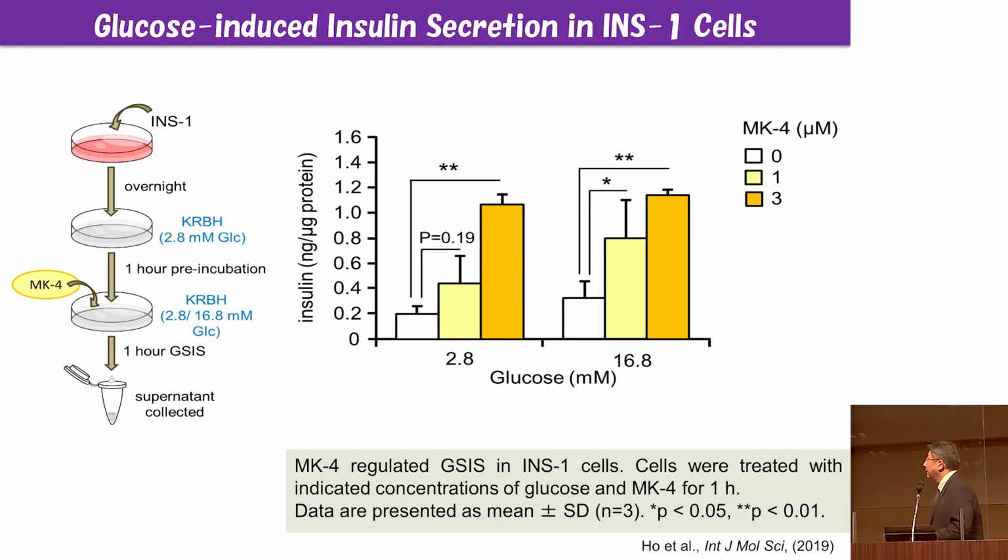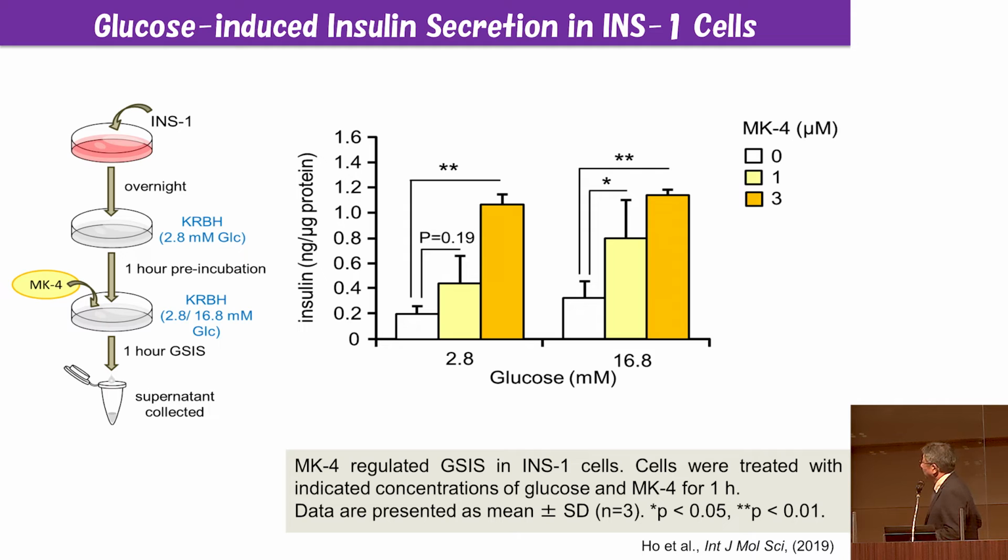We also studied the possible functions of vitamin K in the pancreas by focusing on insulin secretion. This is a rat-derived cell that is known as INS1. It secretes insulin in response to glucose stimulation in the culture medium. When the cells were treated with menaquinone-4, insulin secretion stimulated by glucose was enhanced by menaquinone-4 treatment.